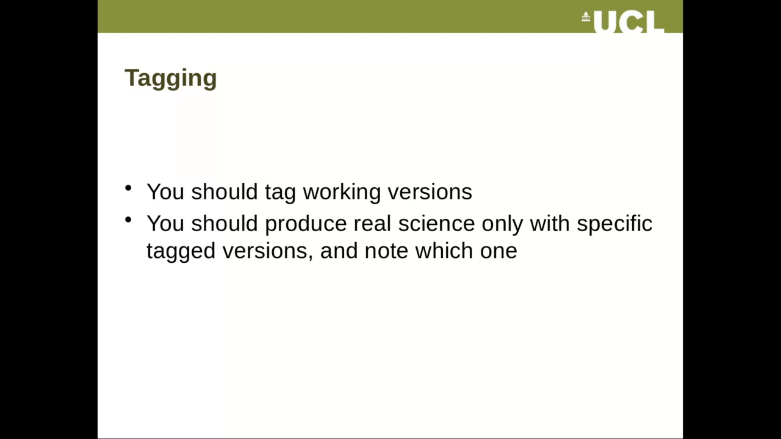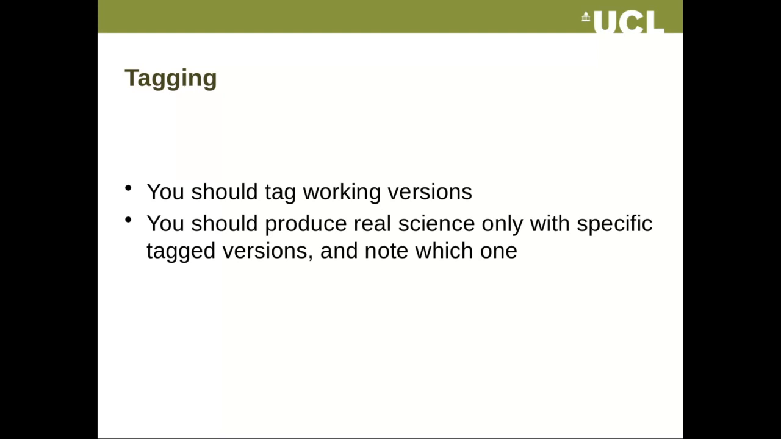So certainly everything that's on your master branch that you release to other people, every version on there should have a tag associated with it, which will typically be something like version 1.0 or something like that. And you should only do your real science with specific tagged versions and make a note of which one. That allows your science to be reproducible because you can go back to exactly the version of the code that you used to produce a certain set of results.